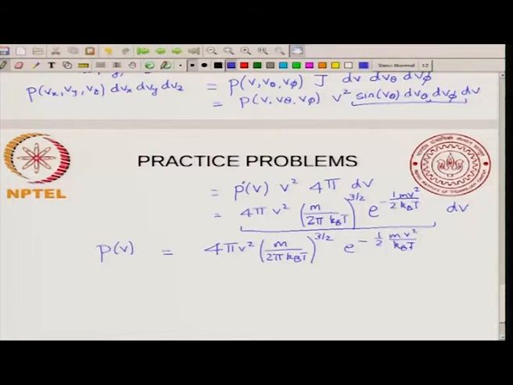Okay. So, once you have this, then you can say that what we did is we had a P of Vx, Vy, Vz, and you had dVx, dVy, dVz, and you went to P of V dV. Okay. So, this is what gives you the Maxwell-Boltzmann distribution of speeds. So, then this P of V is given by this quantity. Okay. Notice that you do not have just a Gaussian in this case, you have a Gaussian multiplied by a V square in front. Okay. So, this is the very standard Maxwell-Boltzmann distribution of speeds that you have seen in your kinetic theory of gases.